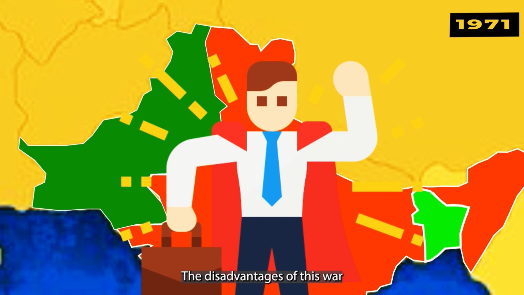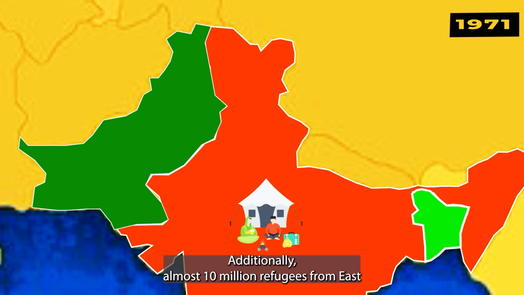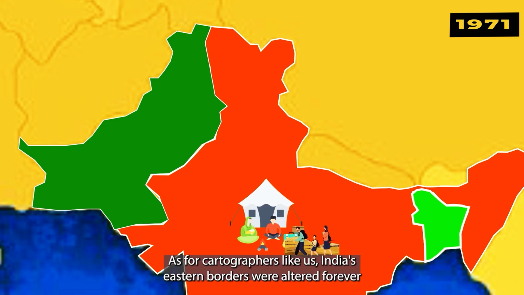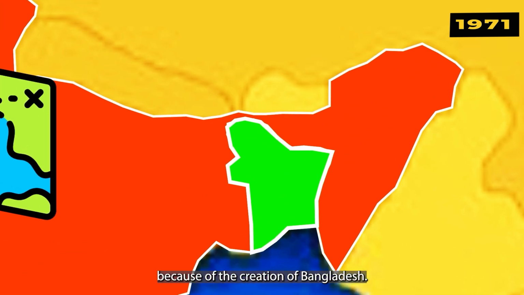The disadvantages of this war were that it was very costly, taking a toll on the Indian economy. Additionally, almost 10 million refugees from East Pakistan flooded into India, creating further chaos. As for cartographers like us, India's eastern borders were altered forever because of the creation of Bangladesh.